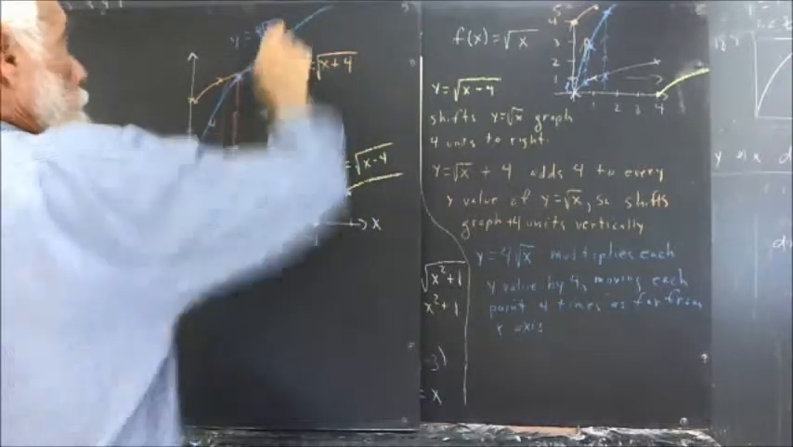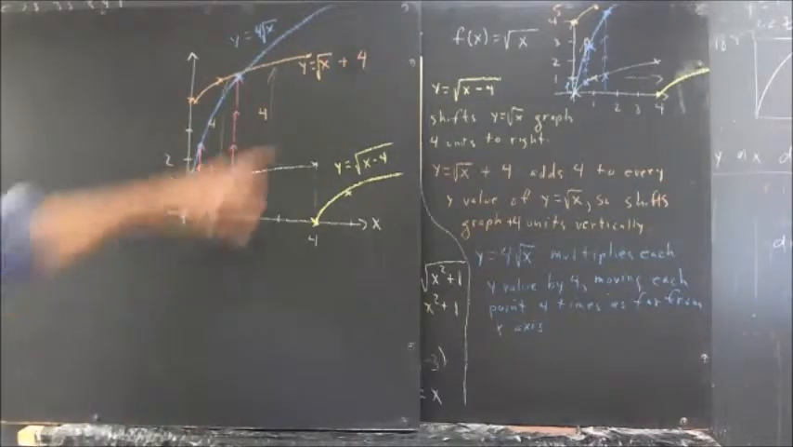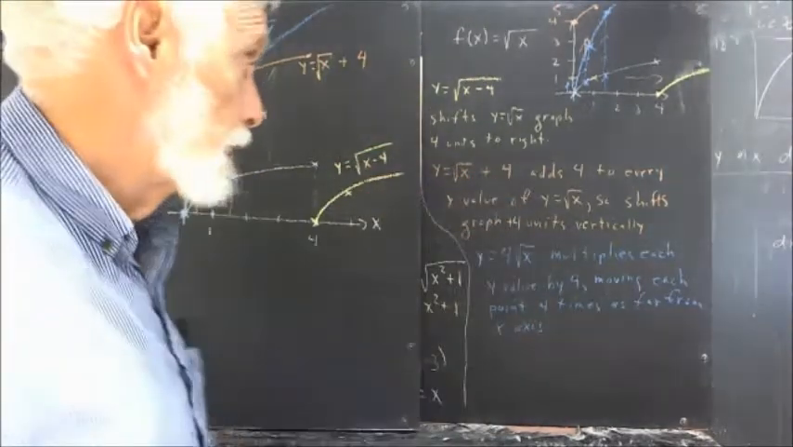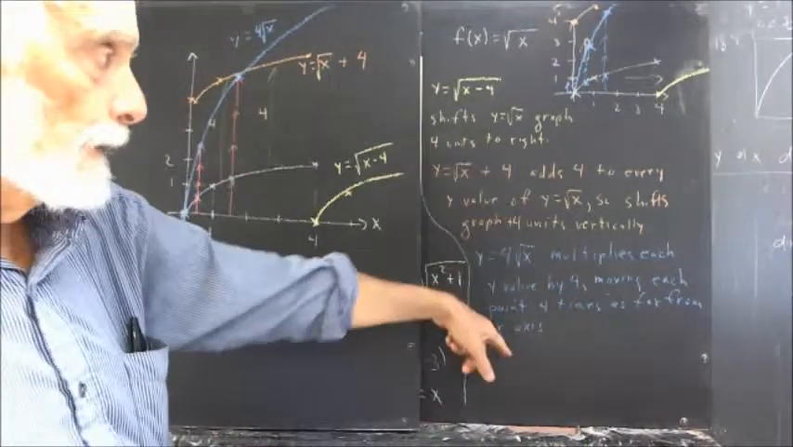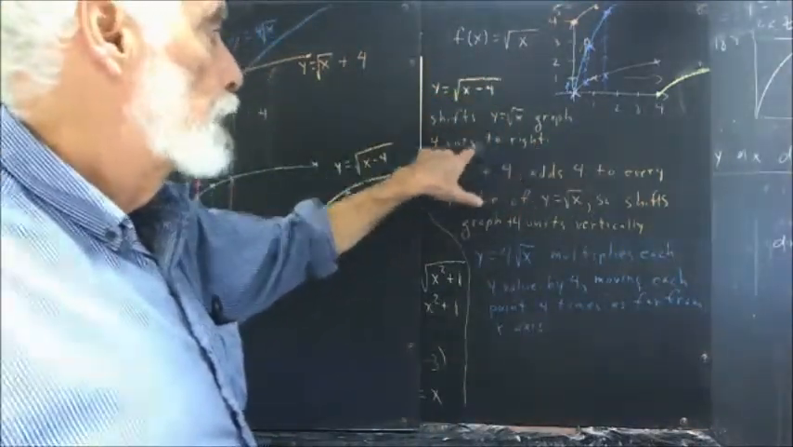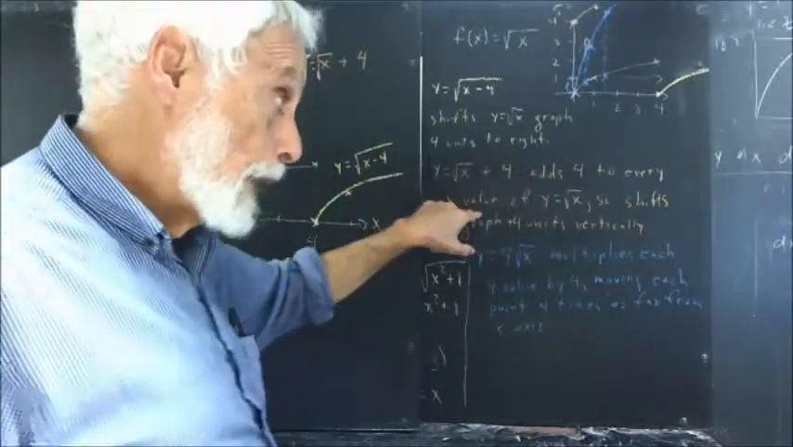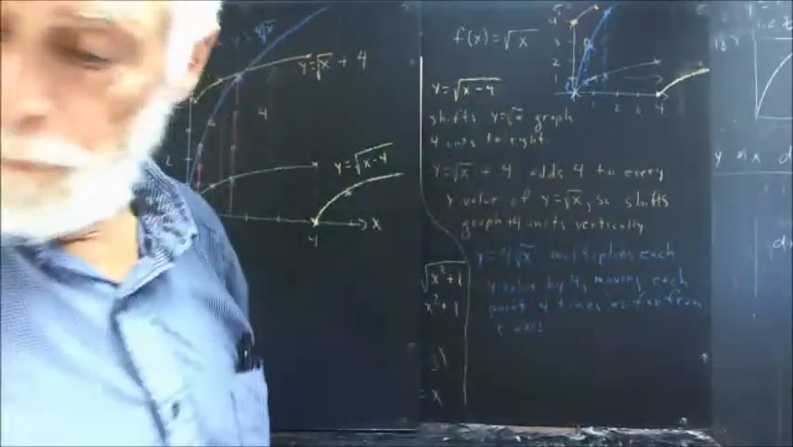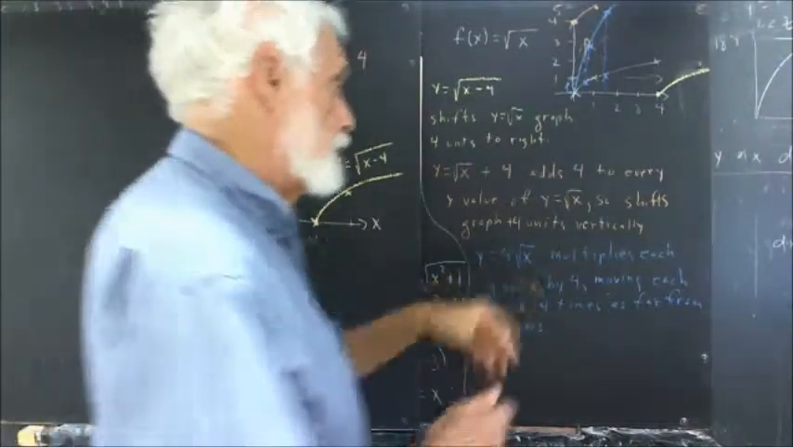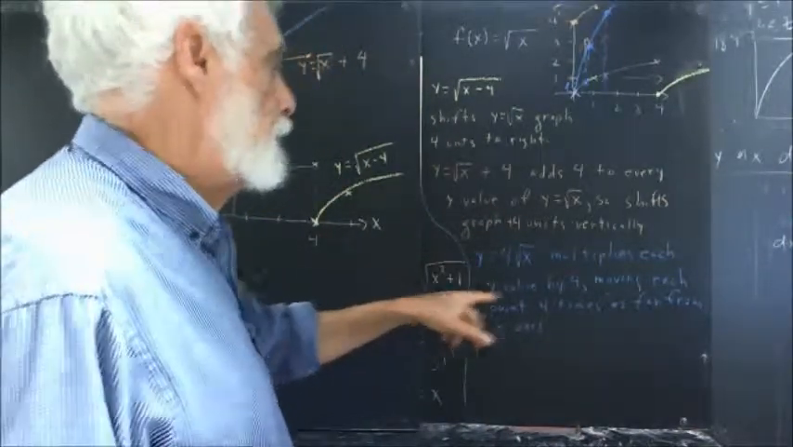And this is wrong, I've got to fix that. It's the square root of x plus 4, not the square root of x minus 4. So I'm going to fix that off camera. Okay, the square root of x plus 4 to match what we have over here. I've written out the basic idea of the rules. Again, if we replace x by x minus 4, we shift the graph 4 units to the right. If we add 4 to the square root of x, our original function, that adds 4 to every y value, so it shifts the graph up 4 units. And 4 f of x multiplies every value of the square root of x by 4, moving each point 4 times as far from the axis.